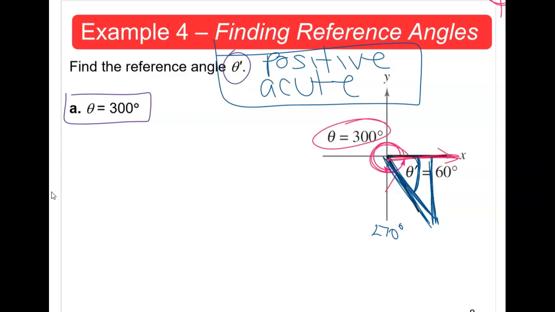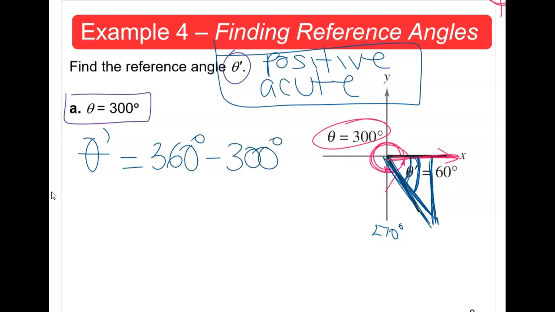You could see that an angle of 300 degrees is getting very close to a full rotation, which is equal to 360. So we're just a little bit short of 360, right? It's kind of easy to do this in your head, but just so you make sure, you can write it down: it will be 360 minus 300, and that will be 60 degrees. So that will be theta prime, in other words, the reference angle.